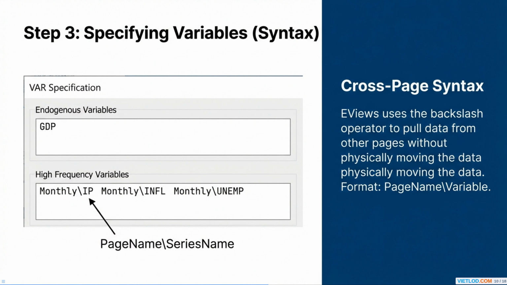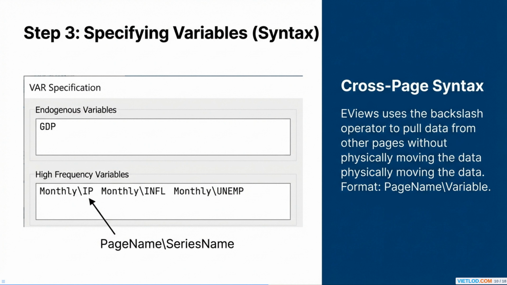To reference a variable from another page in the workfile, EViews uses a simple but powerful syntax: the page name, followed by a backslash, followed by the variable name. So, to include the industrial production series, which is on the monthly page, we would type monthly\IP. We list all our high-frequency variables in the high-frequency variables box, separated by spaces. This tells EViews to pull this data from the monthly page and stack it appropriately for the estimation.